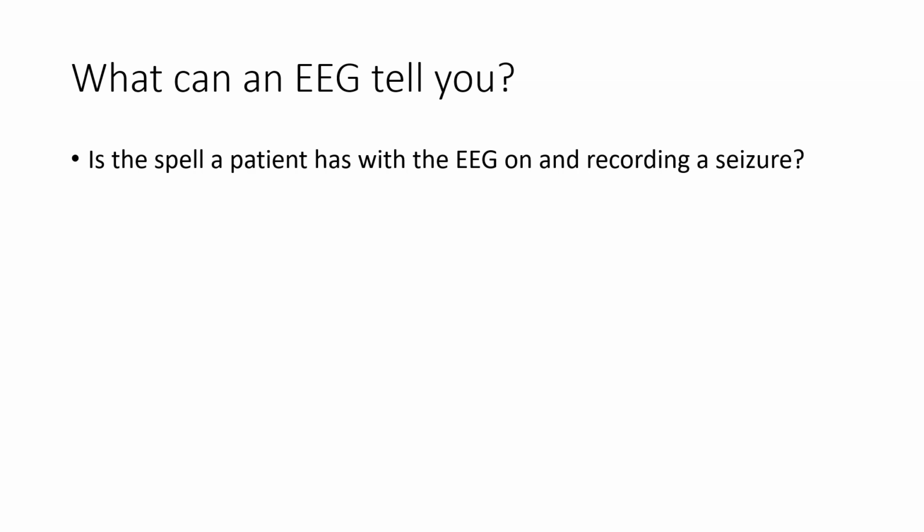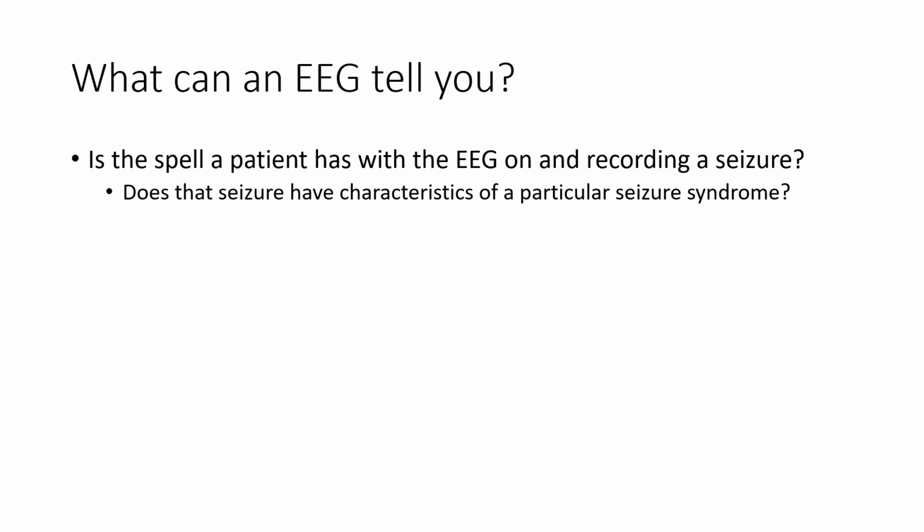So what can an EEG actually tell you as a clinician? The first thing it can tell you is whether the spell that a patient just had while the EEG leads were on was a seizure or not. If we capture a seizure on the EEG, it can tell us whether it has the characteristics of a particular seizure syndrome, like absence epilepsy or juvenile myoclonic epilepsy, or another particular seizure disorder.